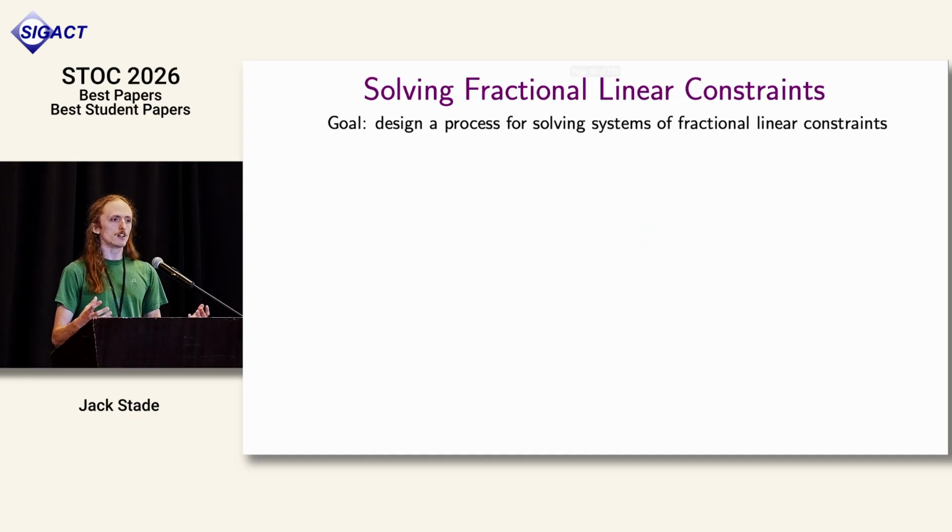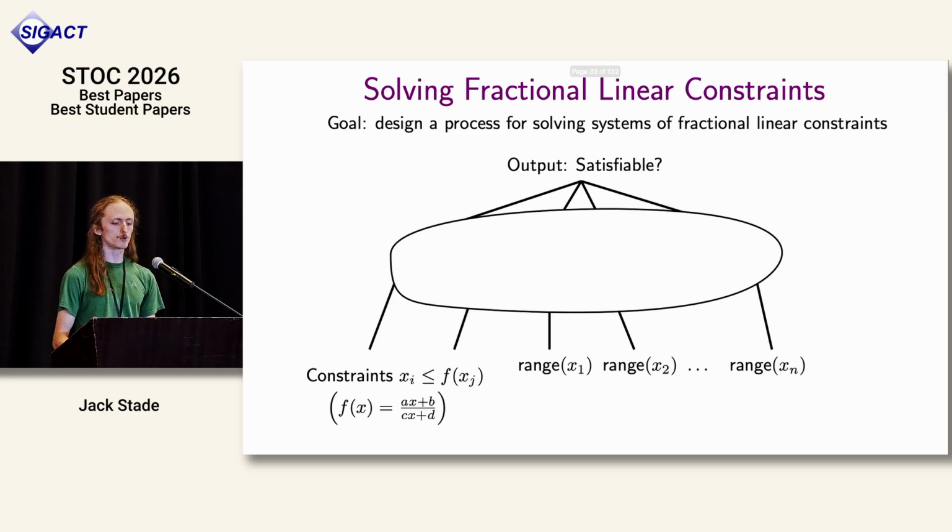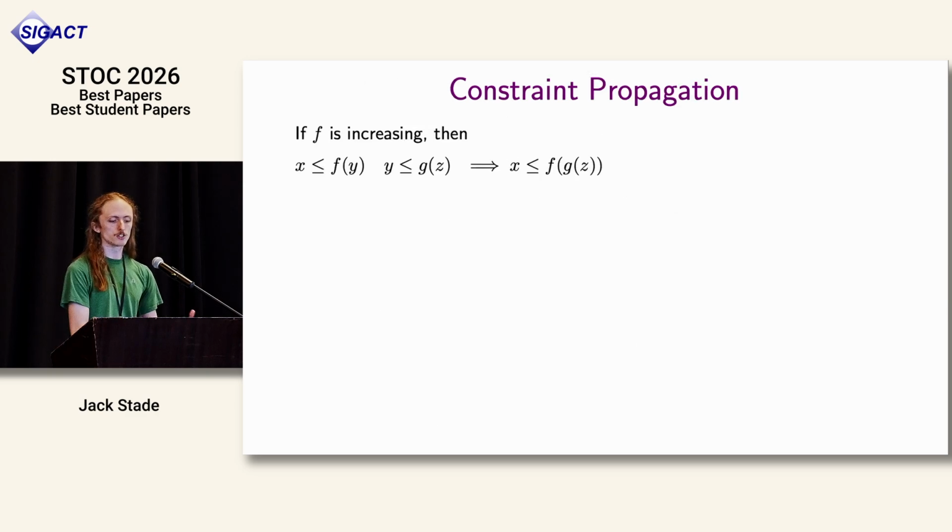And in order to get a bound for that, I design a process for solving this system of fractional linear constraints. What I mean by a process is really a circuit which takes as input a set of constraints involving these fractional linear functions, and also upper and lower bounds for each of the variables. Then this circuit is going to do some logical and arithmetic operations, and it's going to output either yes or no, depending on whether or not there's a satisfying assignment with all the variables in these range bounds. And the idea behind constructing this circuit is constraint propagation.